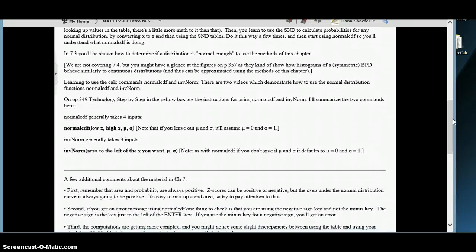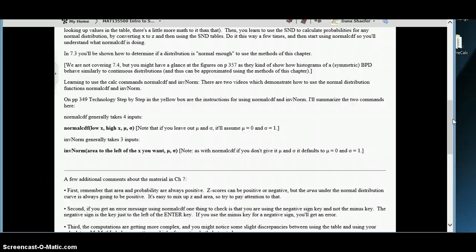In section 7.3, you're going to learn how to determine if your distribution is normal enough to be able to use section 7.2. So we want to be able to use the methods of this chapter if we can, and so 7.3 is going to help us determine if the distribution is normal.